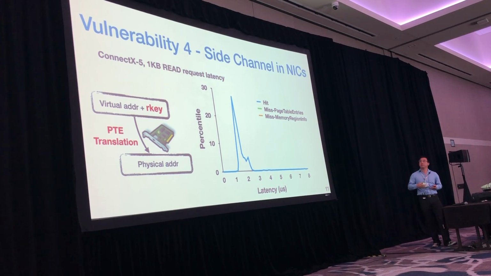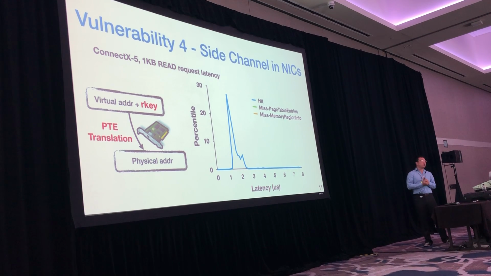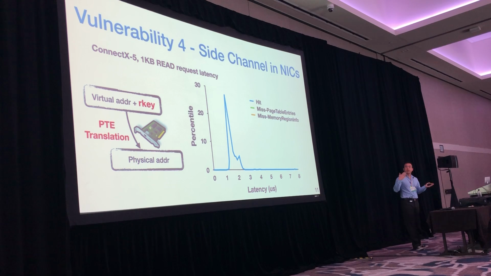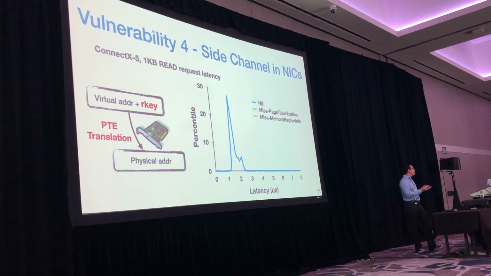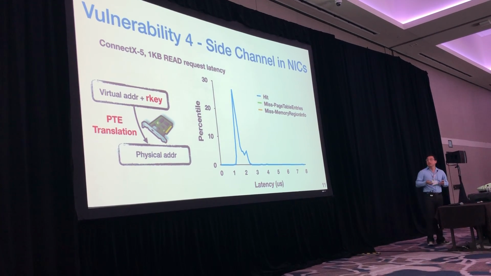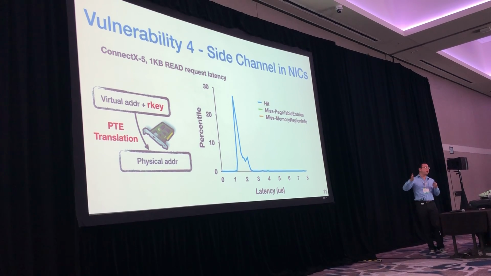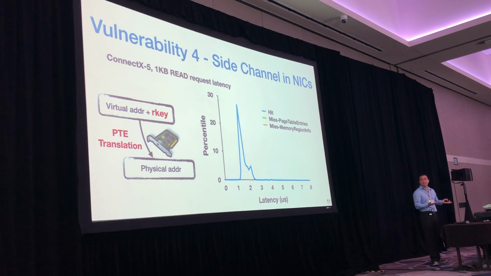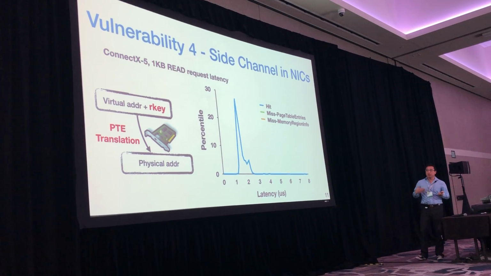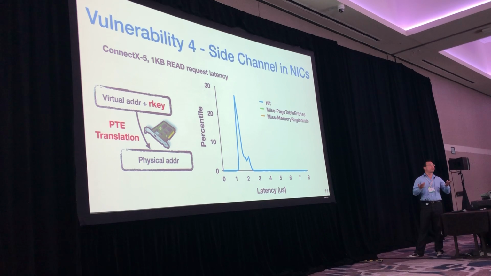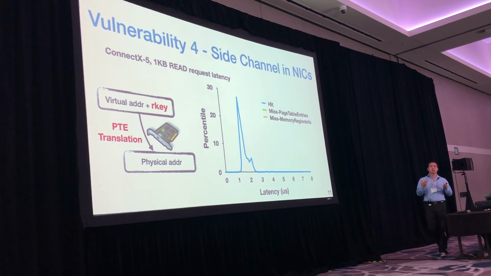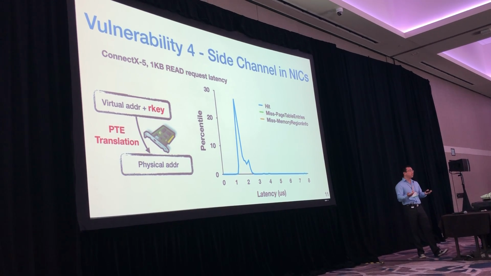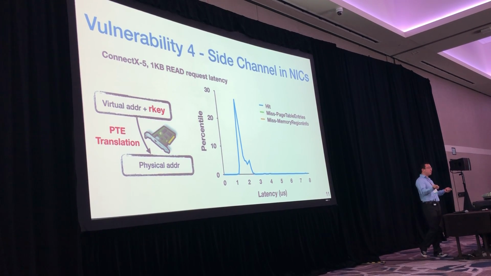Let's move to the next one. The side channel issue is also inside the NICs. As I mentioned above, the NICs now need to cache a lot of metadata to complete one-sided requests. So it needs the key, the memory region information, and also the page table entries to do the address translations. However, if the NIC cannot hold all the metadata, it needs to fetch the metadata from the host machine. So this creates a timing difference.